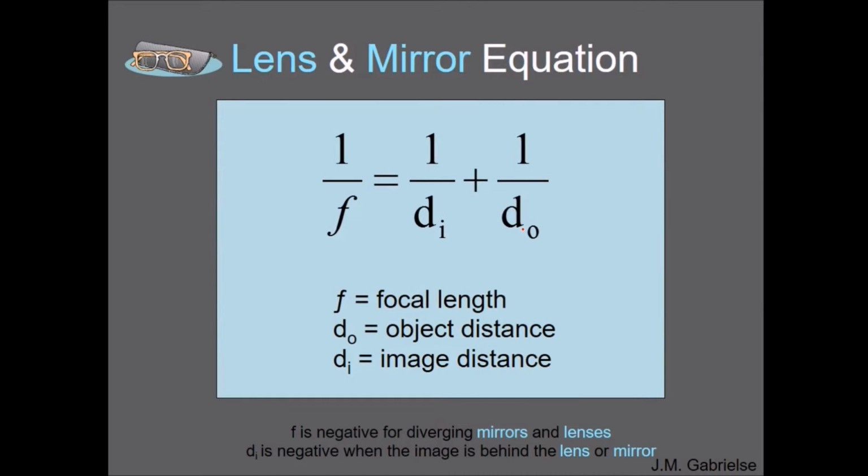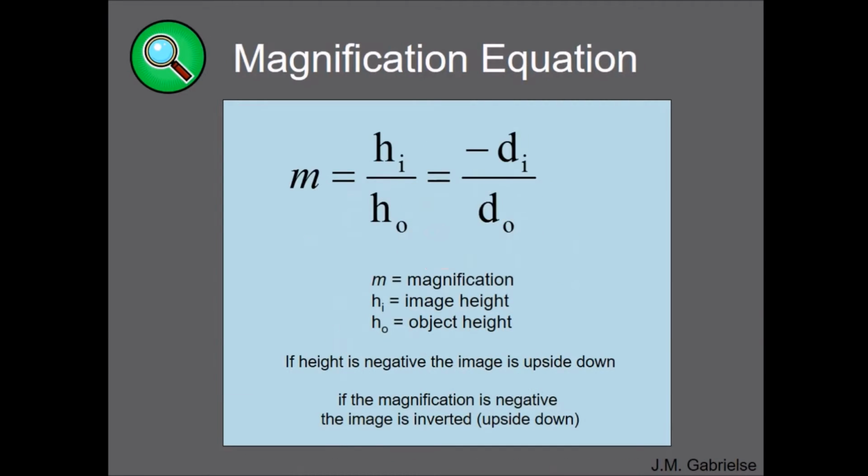So the lens and mirror equation: 1/f is equal to 1/di plus 1/d0. This f is what? Your focal length. d0 is the object distance, and di is the image distance. So f is negative for diverging mirrors and lenses, and di is negative when the image is behind the lens or mirror. So you have to choose the sign accordingly.